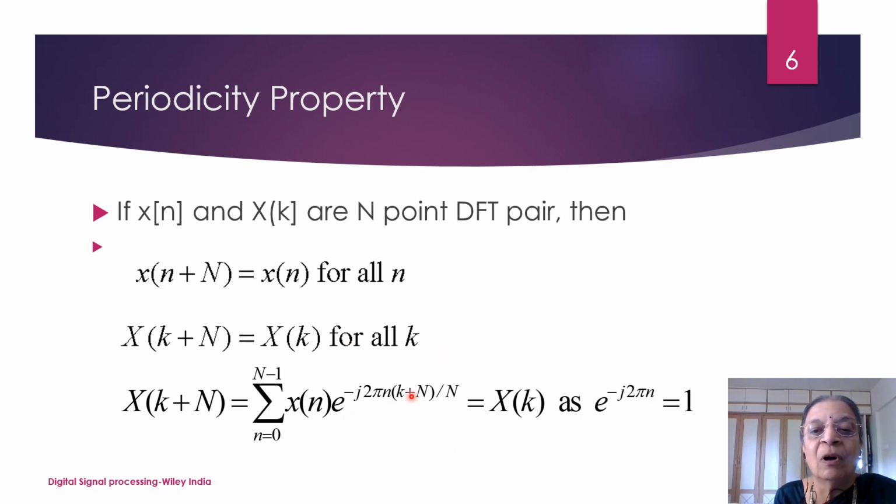Why is this so? Because if you calculate capital X of k plus N, here I will have to substitute k plus N in the formula. Now when I split (k plus N) n by N, it will be kn divided by N as the first term, and in the second term I will just have e raised to minus j 2 pi n, which is equal to 1. If it is a multiple of 2 pi, it will be equal to 1. So because this is equal to 1, this term will go away and it will be the same as X of k. So the periodicity property is easily proved.